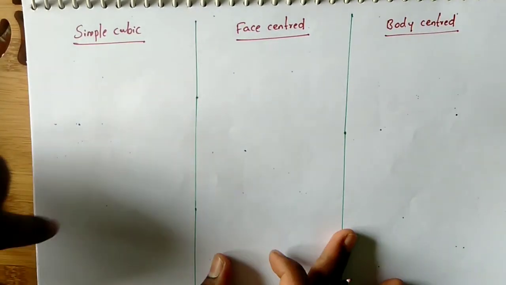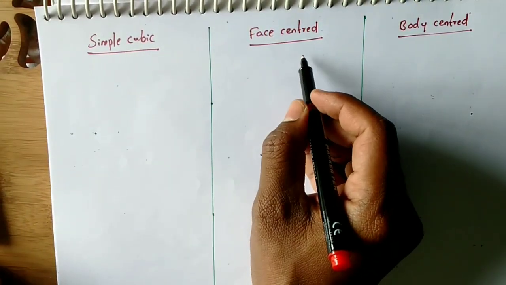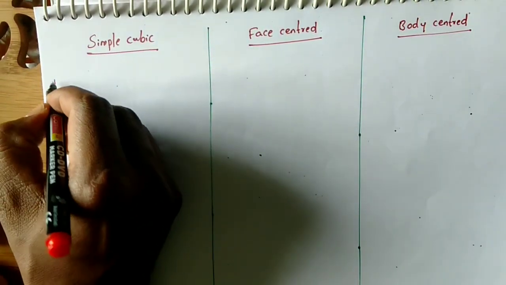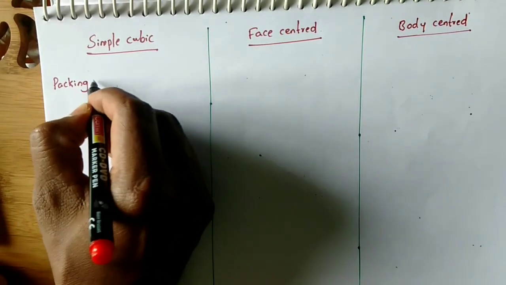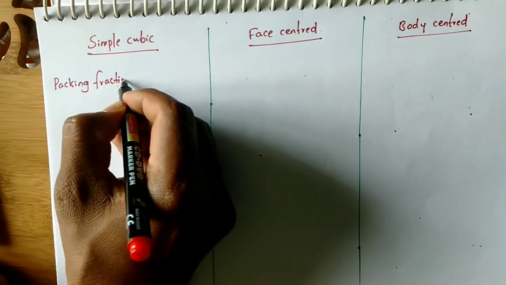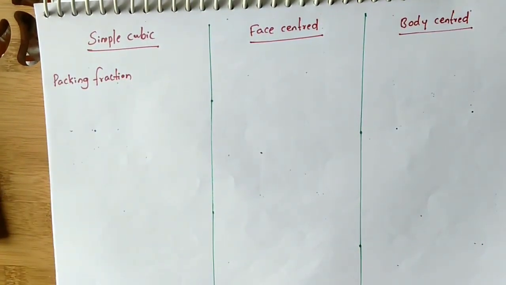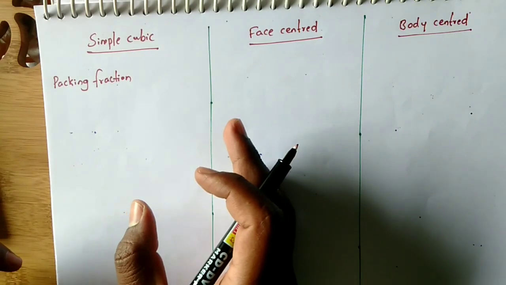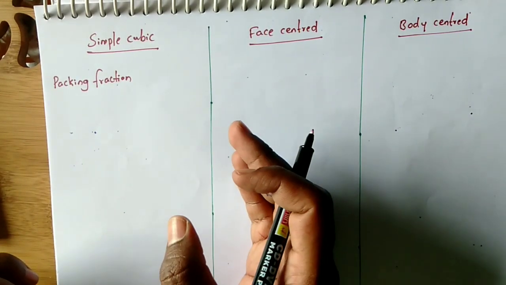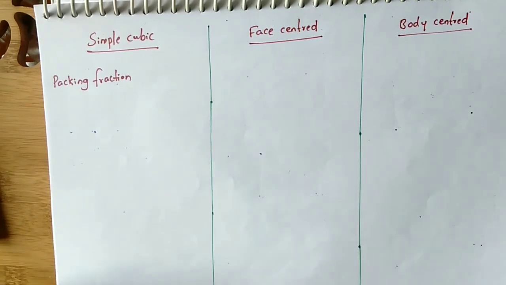Here let us find the packing fraction for simple cubic, face centered and body centered. So packing fraction means what it indicates, density of packing, efficiency of packing, all these are same. Packing fraction means how much space is occupied by atoms in unit cells.